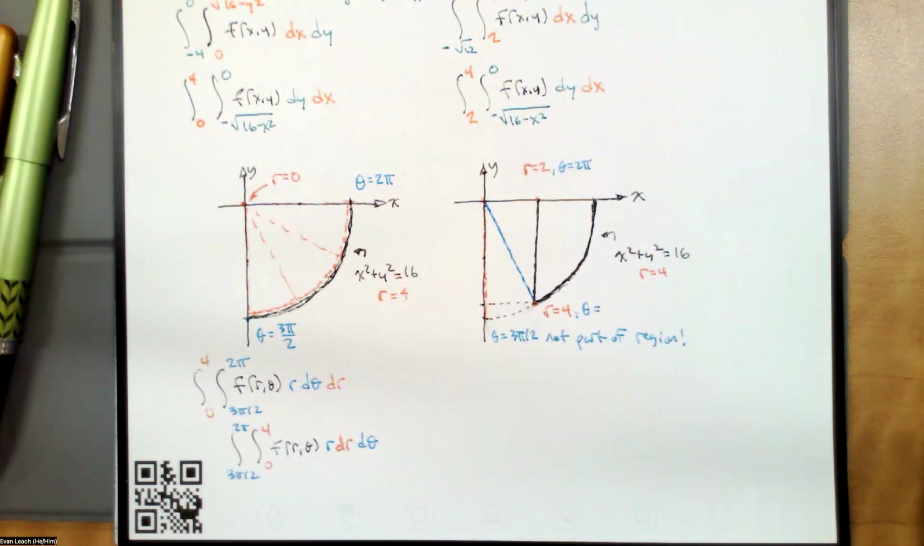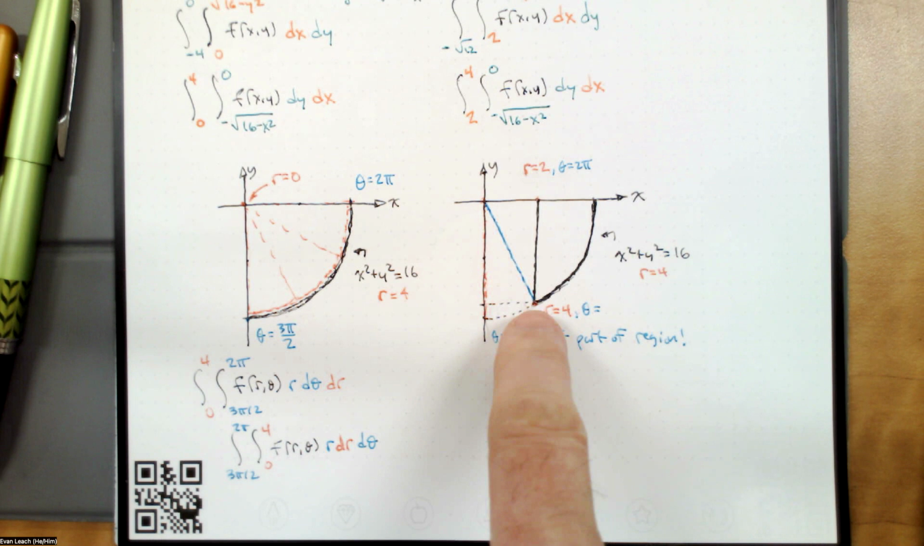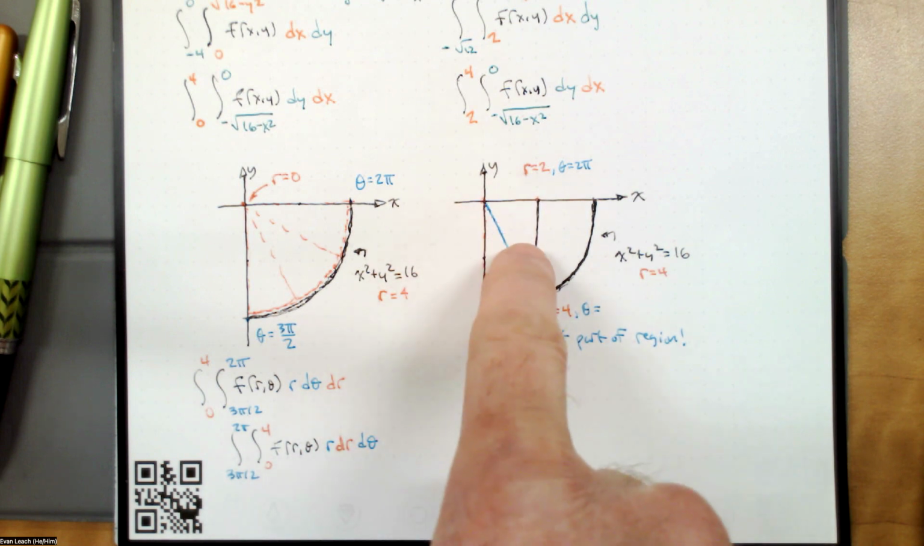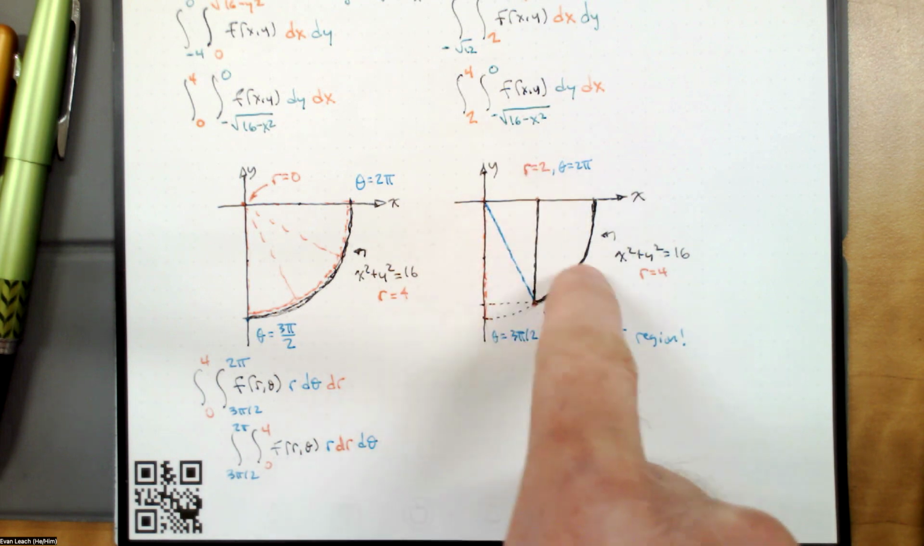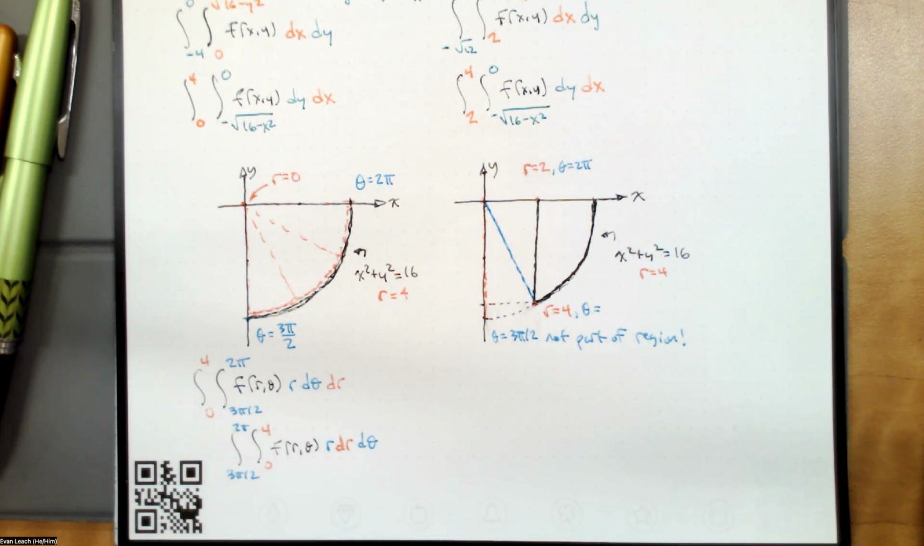Any questions? So whatever value we get for theta here, that's where our theta should start. Theta should go from here up to 2 pi. And then r should go from this value for a typical value of theta. We'll start r at this line and end at the circle. So r is going to start at the line and end at 4. Everybody see the complication here?